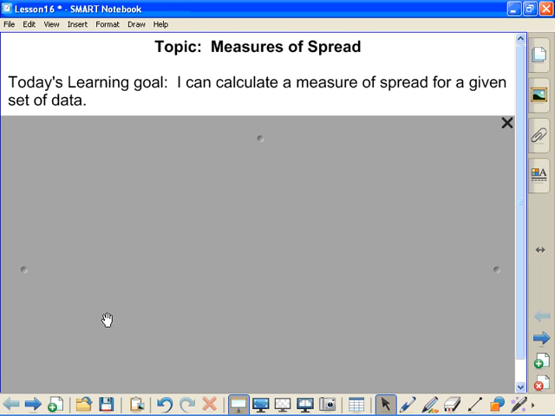Hello and welcome back. The topic for today is measures of spread, and the learning goal is: by the time you finish the homework and practicing with spreadsheets, I can calculate a measure of spread for a given set of data.